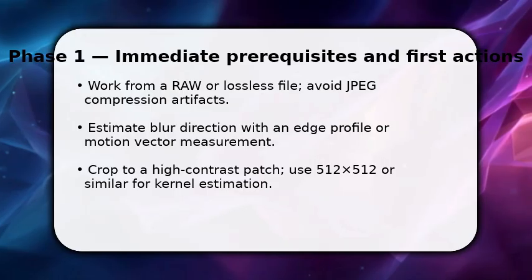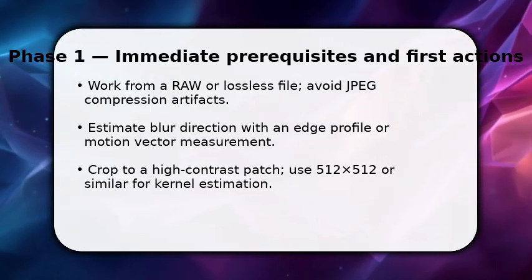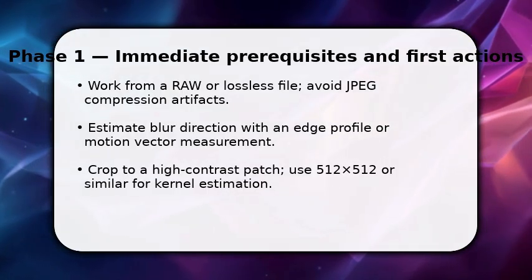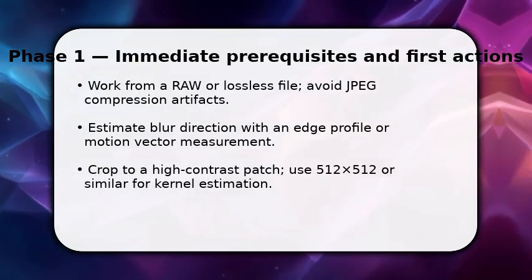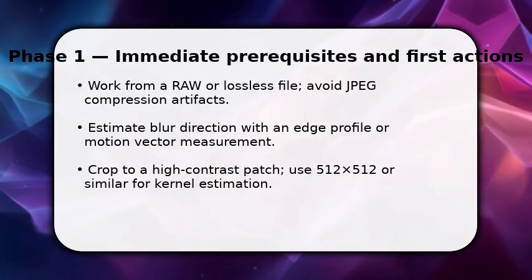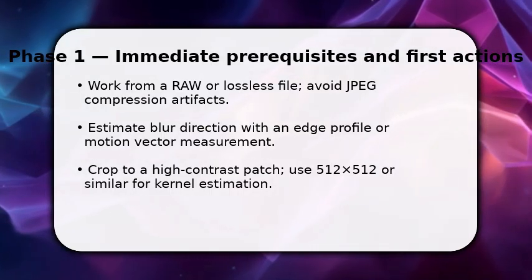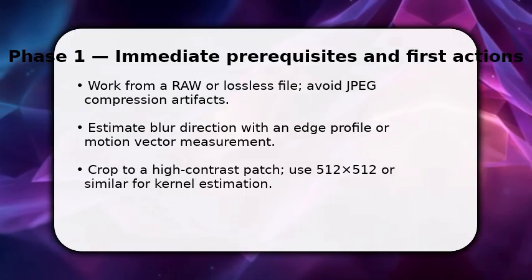You start by working on a RAW or lossless file so you keep all image detail. That matters for deconvolution. Once loaded, isolate a high contrast patch. Edges reveal motion direction, so crop a 512 x 512 area and inspect strong edges.